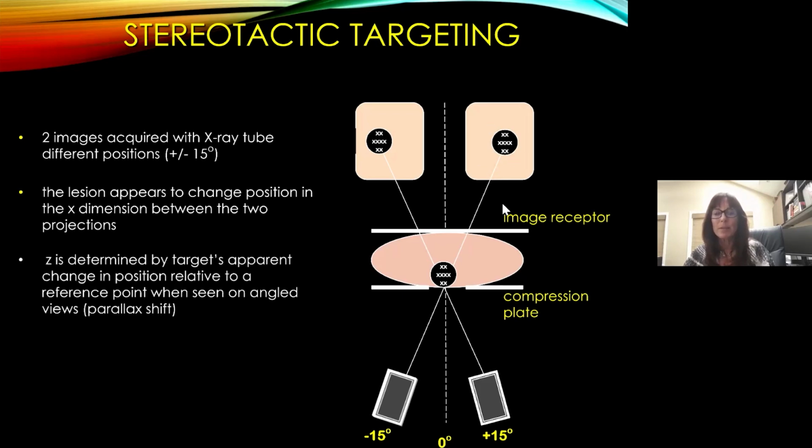Z, or depth in the breast, is determined by the target's apparent change in position relative to a reference point. You don't have to know this calculation, but there is an actual mathematical formula that the computer does, and it shows the change in X divided by 2 tangent of 15 degrees gives the change in Z, meaning the difference in Z between the target and the reference.